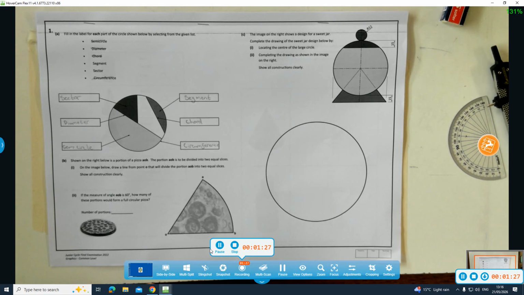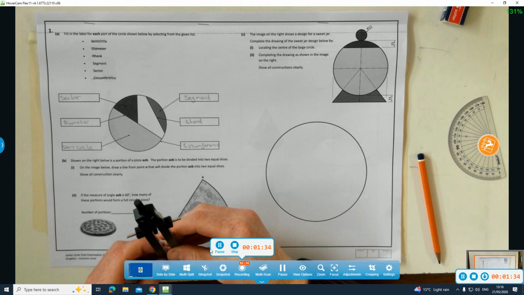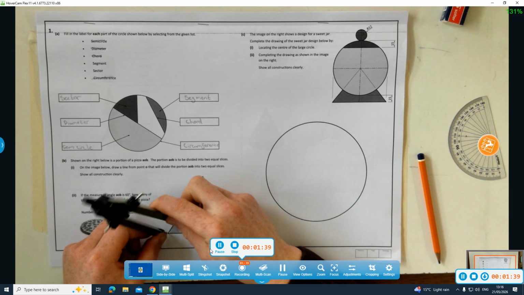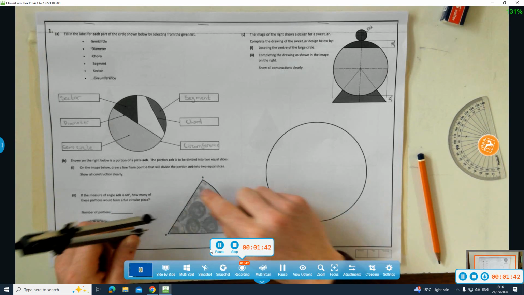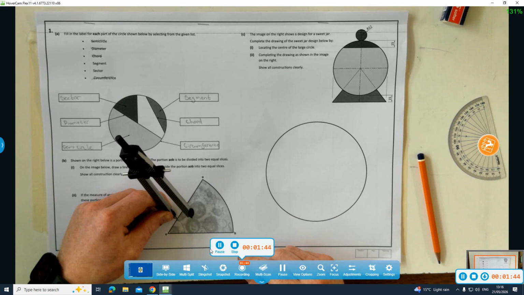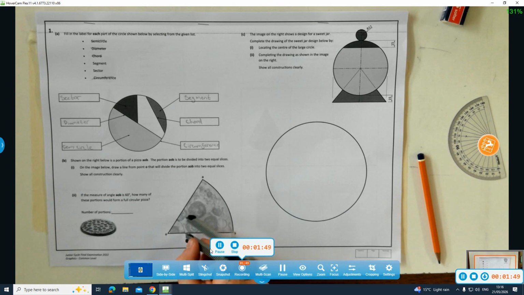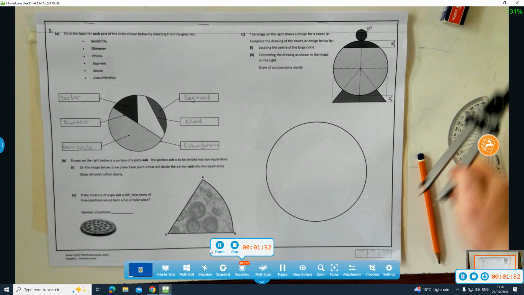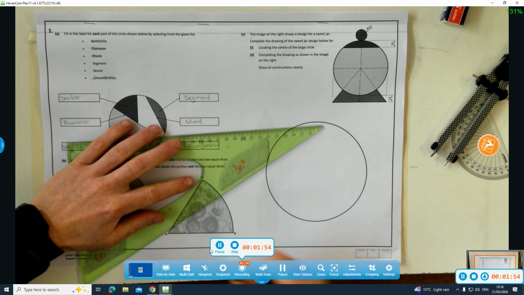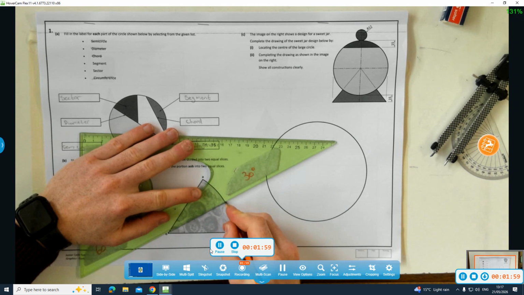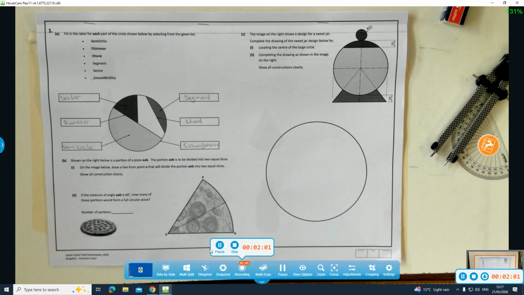The portion is to be divided into 2 equal slices. On the image below, draw a line from O that will divide the pizza into 2 slices. Basically what they're asking us there is to bisect that angle. So we set any random distance on our compass, point on O, swing an arc to where it crosses the 2 lines. Same distance on the compass, point on this, point down here. We get an X shape, and we can join out through that X shape from O. So that's that slice bisected in 2.